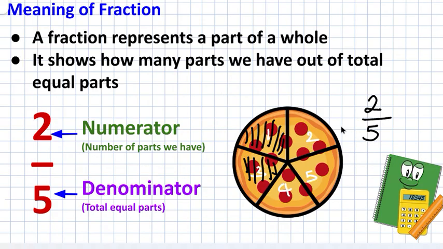So a fraction has an upper part called the numerator, which I explained as the number of parts that you have or the number of parts that you took, while the denominator represents the total equal parts, that's the total parts which the pizza in this case was shared into.